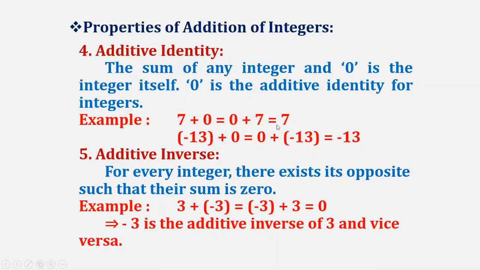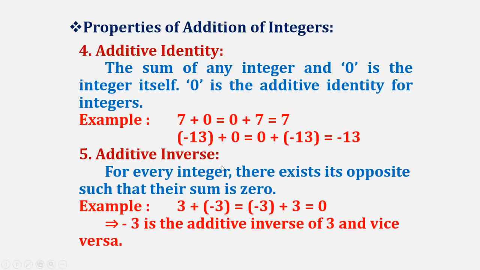Also observe here, minus 13 plus 0 is also minus 13, and 0 plus minus 13 is also minus 13. You will get the same integer. If you add 0 to any integer, you will get the same integer itself. So that's why 0 is called the additive identity.